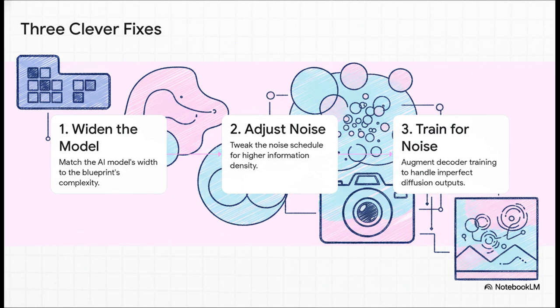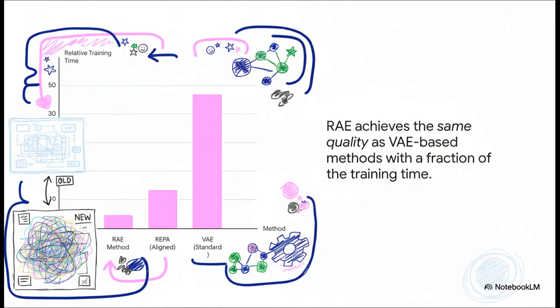First, to handle that richer blueprint, they essentially gave the builder a wider foundation to work on. Makes sense. Second, they changed up the training process to account for all that dense new information. And third, and this is super smart, they actually taught the final part of the process, the decoder, to be a little more forgiving, to basically anticipate that the builder might make a few tiny mistakes when working with such a detailed plan. And this is the payoff.